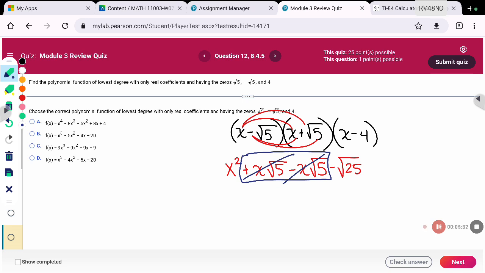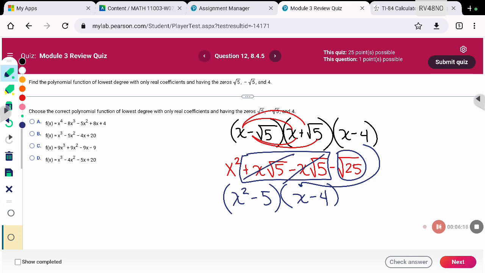So I am left with that x squared minus this square root of 25, and the square root of 25 is just 5. So I am just left with x squared minus 5, and then bring down your other factor, which is the x minus 4, and multiply those together. So x squared times x gives me x to the third.